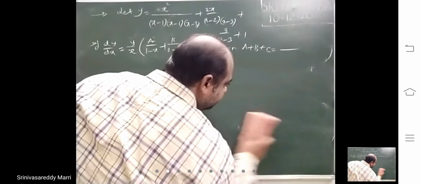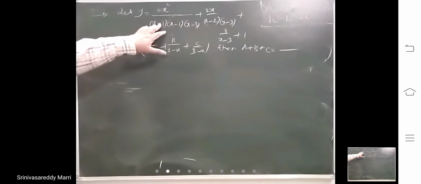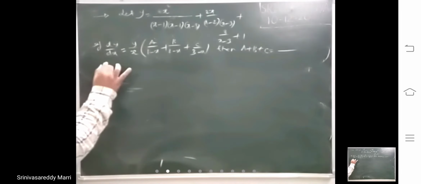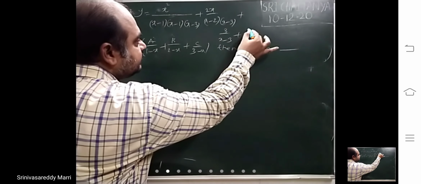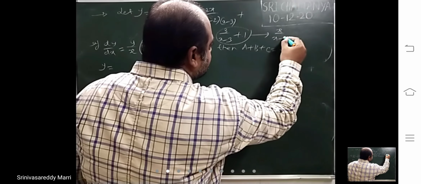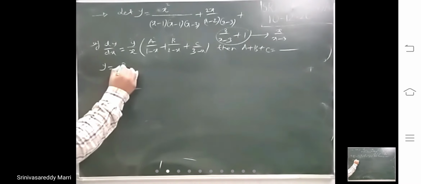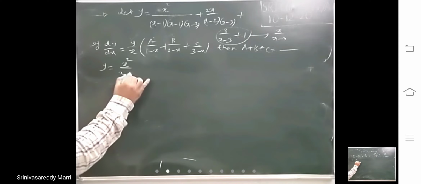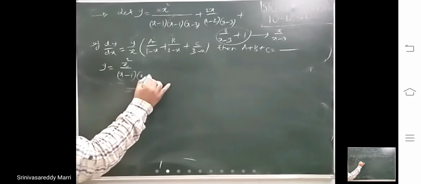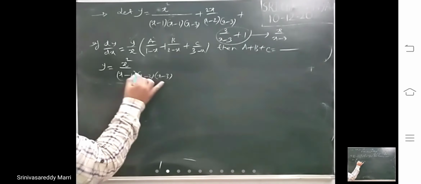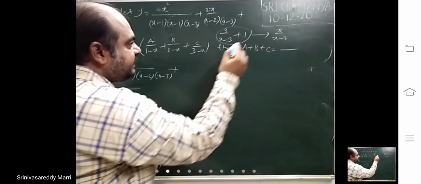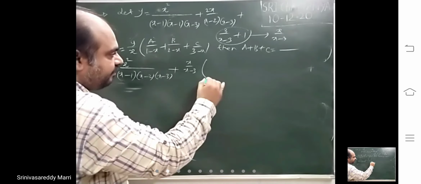Directly, if you do it, it will be very difficult. d by dx of this plus d by dx of this plus d by dx of this is very difficult. Now how I am dealing with it: first I am taking the LCM of this plus this plus this. What will it become? 3 plus x minus 3, that is x minus 3. Plus this is 3x by, from these two I am taking x by x minus 3 common.